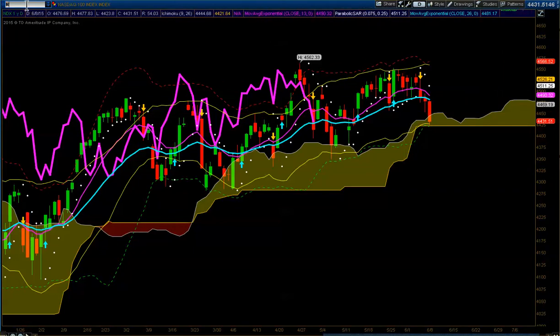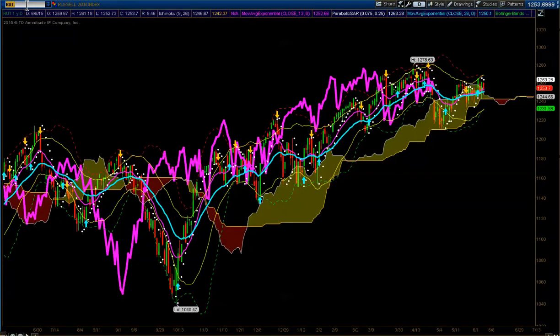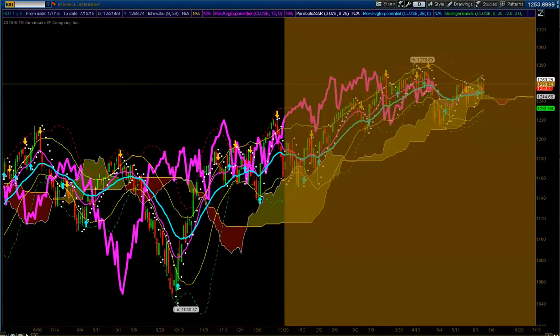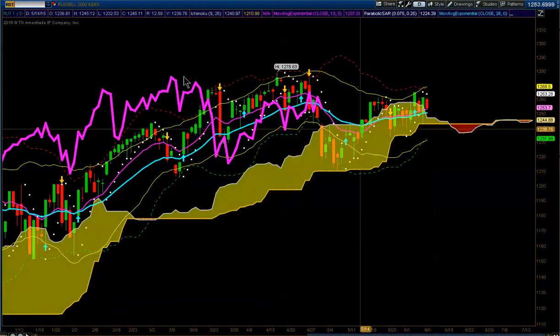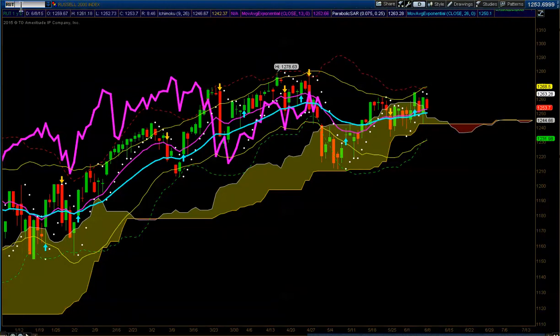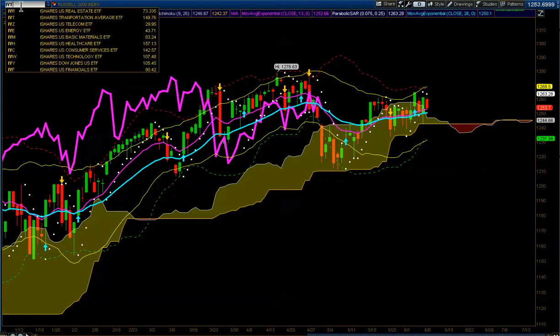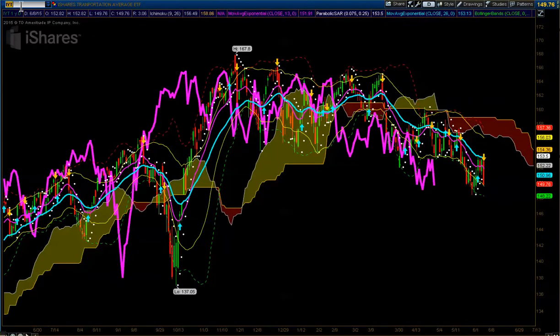The Russell's been behaving quite differently. It also had weakness yesterday, but it's still certainly nowhere near the bottom of its most recent range. So very much something to keep track of. When you start considering, if we want to have a bull market, we need to have the Russell lead. We need to have the transportations, and here's transportations, and this is certainly quite ugly.